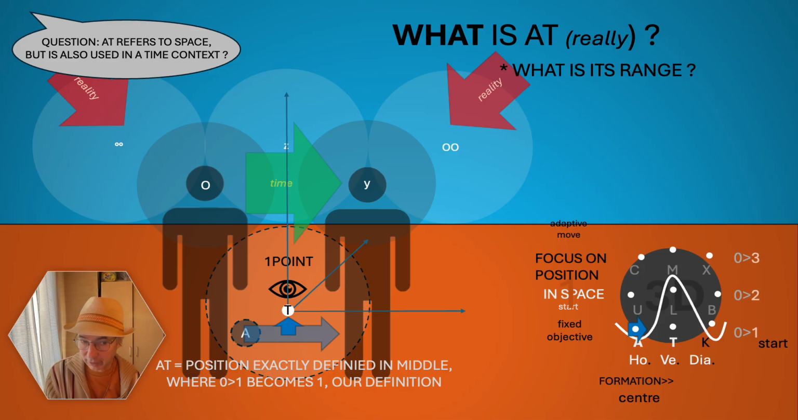Now, of course, in general, in the middle, because 0 becomes 1. 0 becomes 1 is A, T is 1. So where 0 becomes 1, that is our definition. I find the definition or the centralized position of my focus. And that's generally in space.